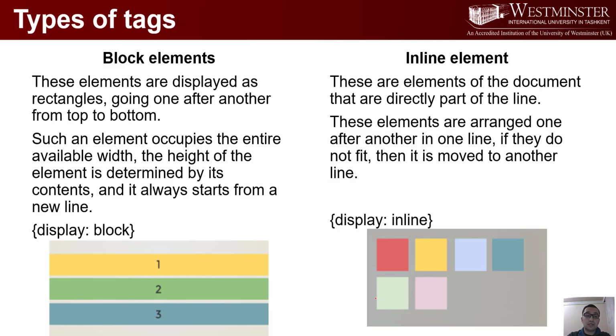Overall, generally, we have simply two types of tags in HTML. The first type is called block elements. These elements are displayed as rectangles, going one after another, top to bottom. Such an element occupies the entire available width. The height of the element is determined by its content, and it always starts from a new line.